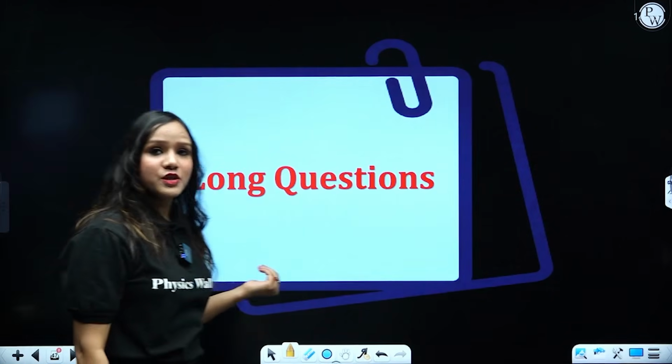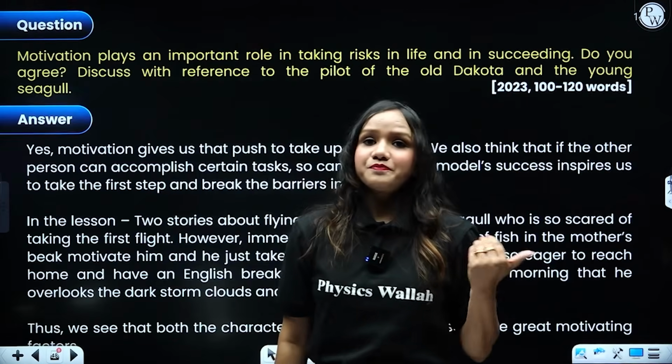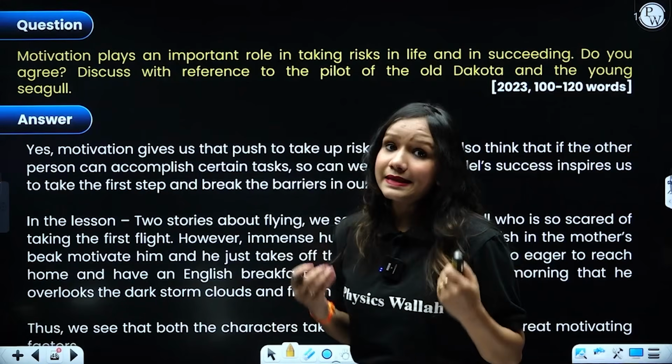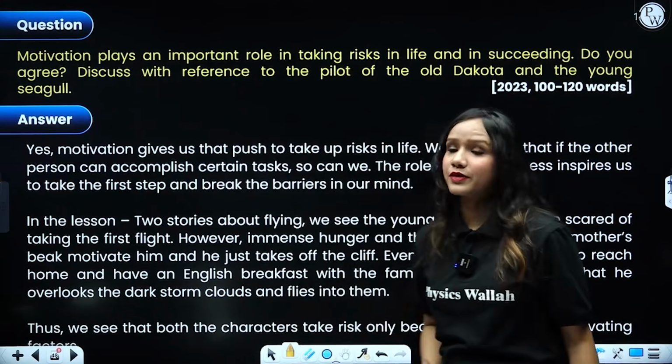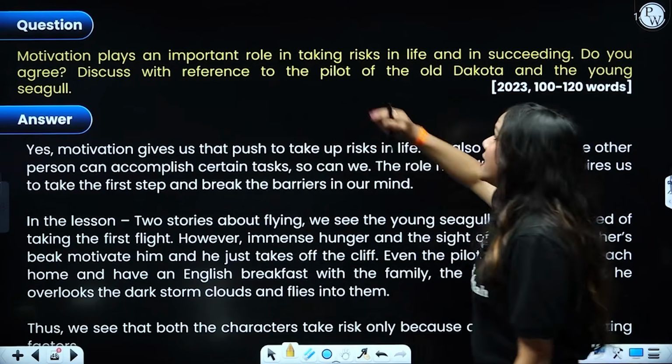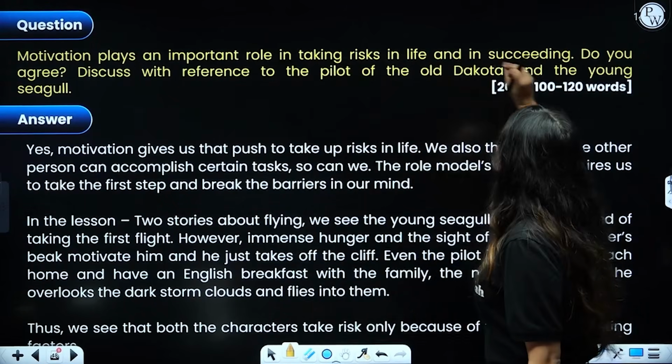Now, let's have a long question we are going to discuss. This is extremely important for you to understand, as you may at least get one long question from this particular unit sometimes. So motivation plays a very important role in our lives, and even in taking risk in life and succeeding.